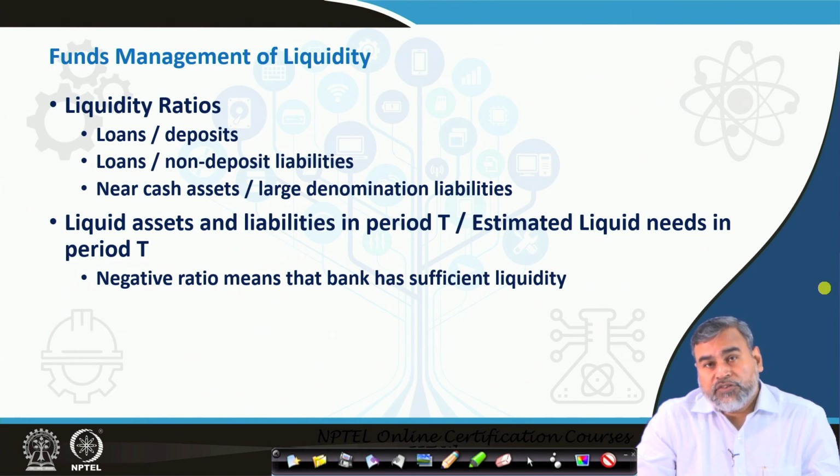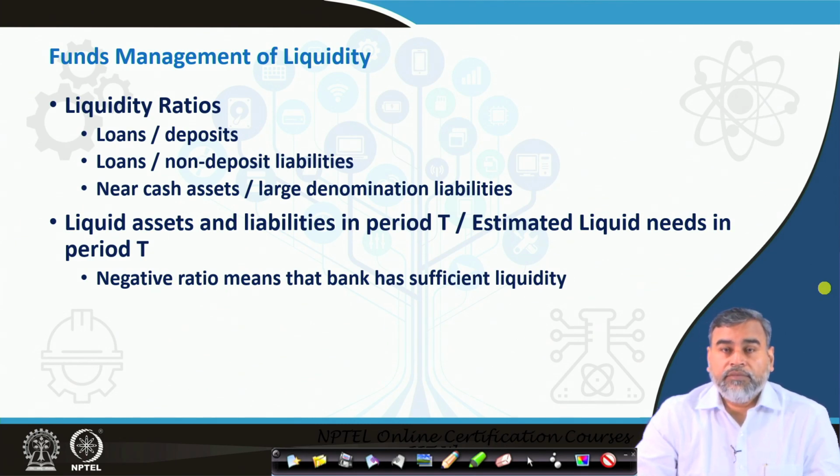And another good measure for liquidity, which banks generally use in the practical sense, is basically liquid assets and liabilities at period T divided by the estimated liquid needs in the period T. How much liquid assets and liabilities the banks are holding in a particular period, divided by the estimated liquid needs in the period T. They calculate the estimated value of the liquidity and they have the actual liquidity which is available with them, and that ratio can be a better proxy for measuring the liquidity of commercial banks than any other balance sheet measures they already have.